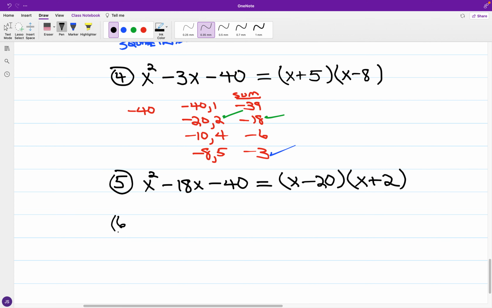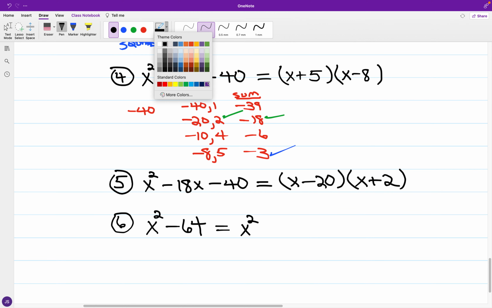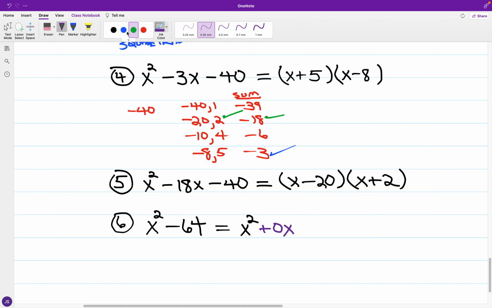But let's say I have just two terms in factoring. Say I have x squared minus 64. The way you could look at this is that we don't have an x term. And if I were to display it with the variable x appearing in any capacity, it'd be x squared plus 0x minus 64.